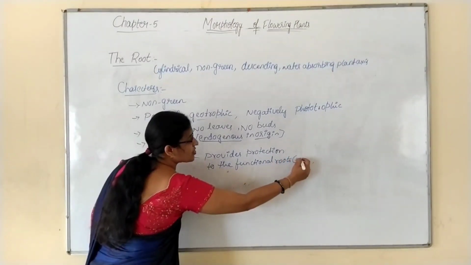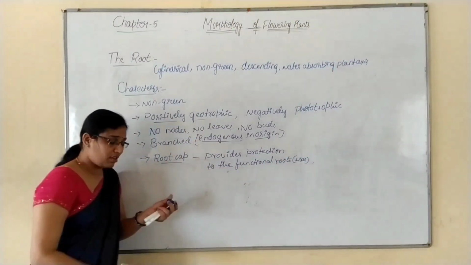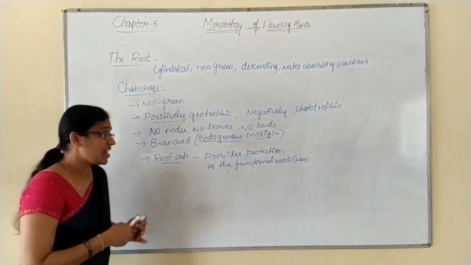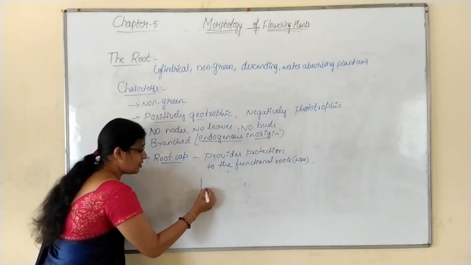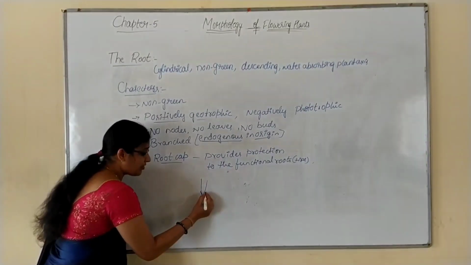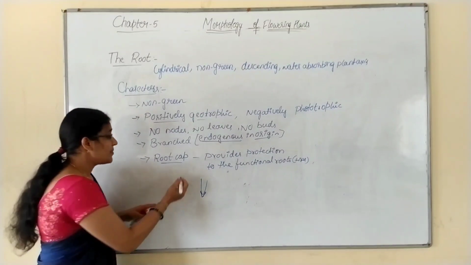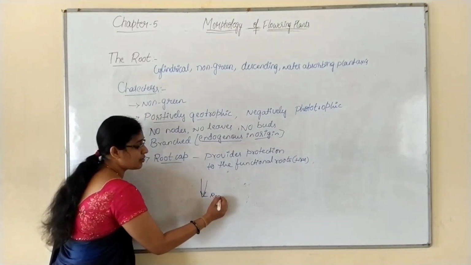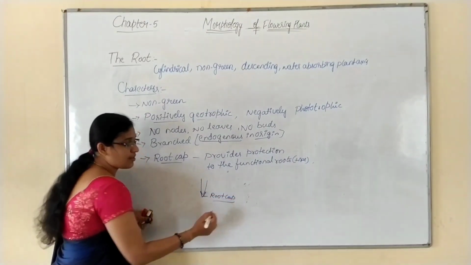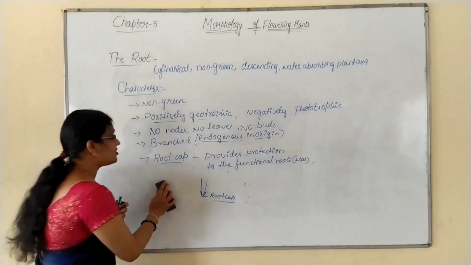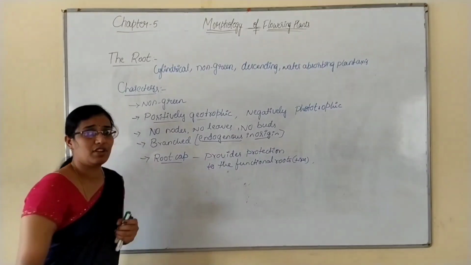At the tip of each and every functional root we can find a cap-like structure. See, if this is the root, here at the tip of this functional root we can find a cap-like structure, and that is called a root cap. But what are the different functions of a root? What is the function of root?